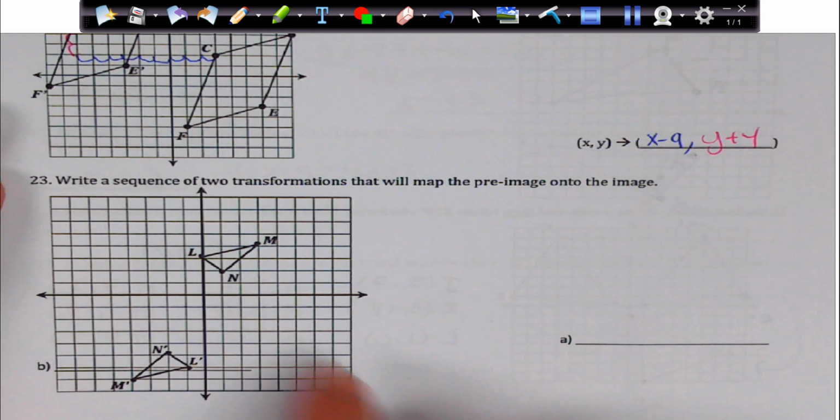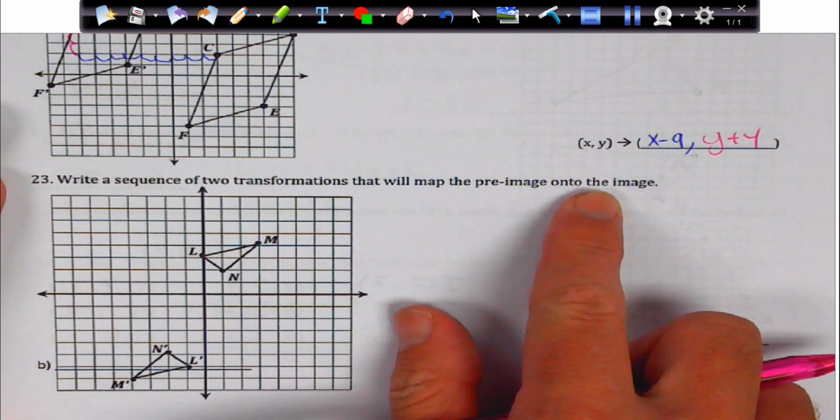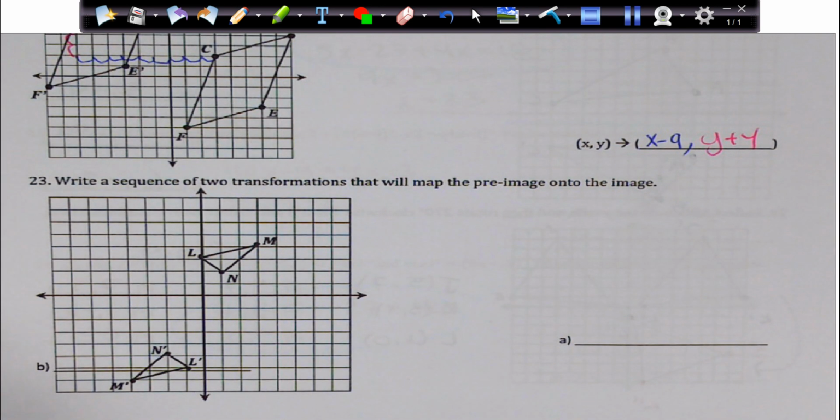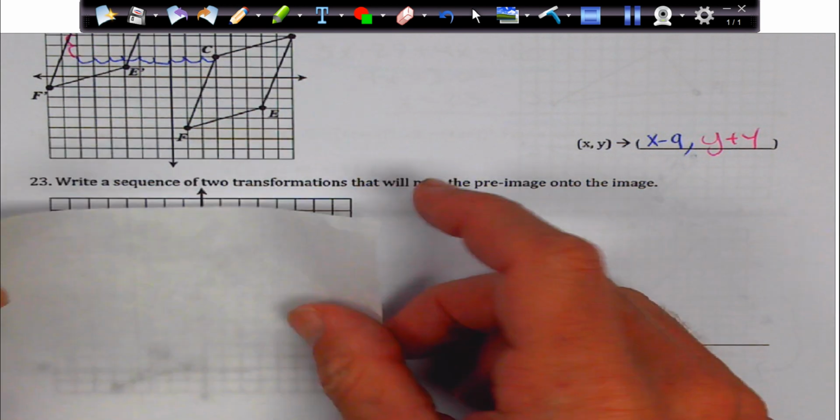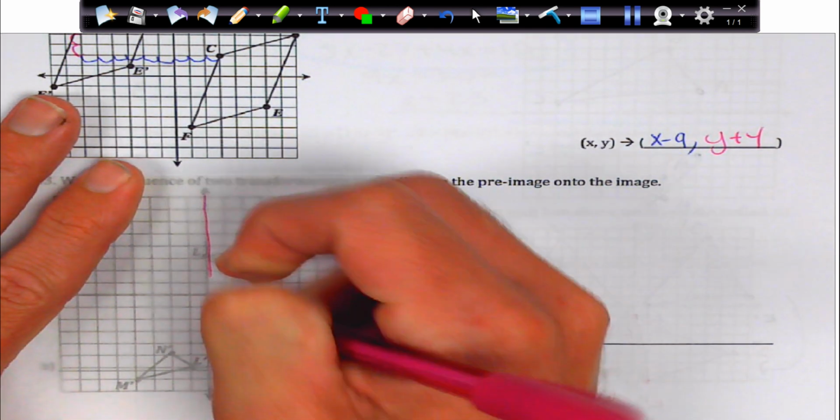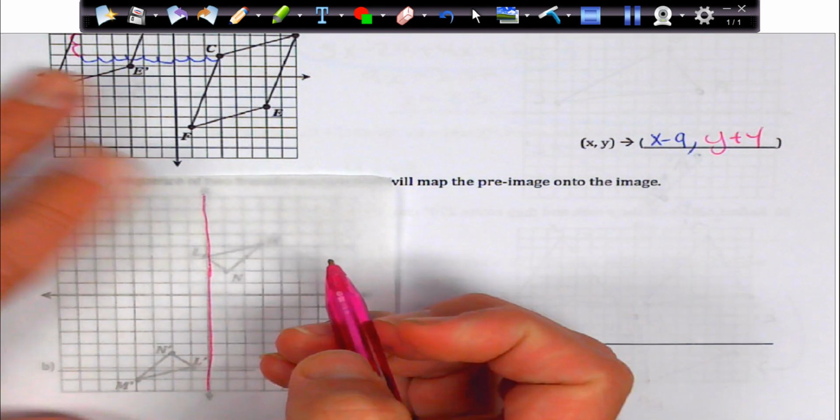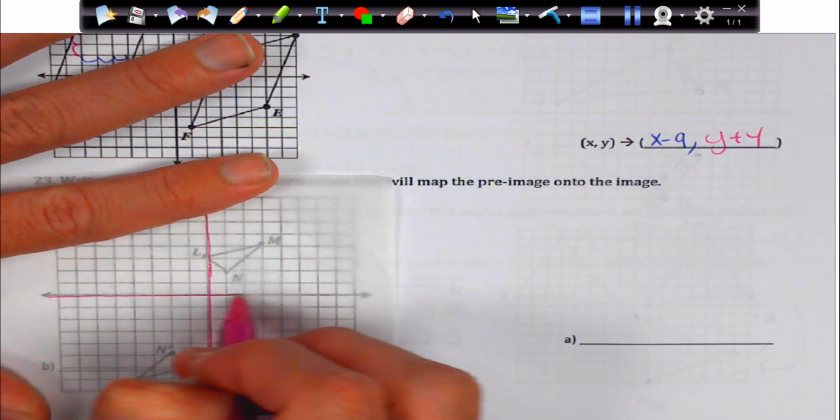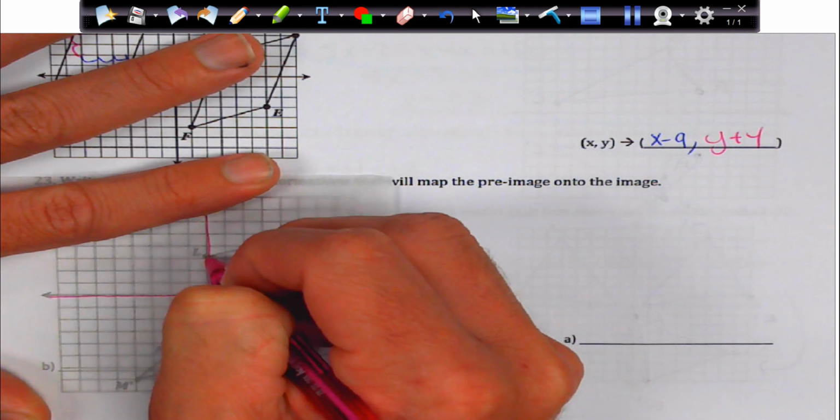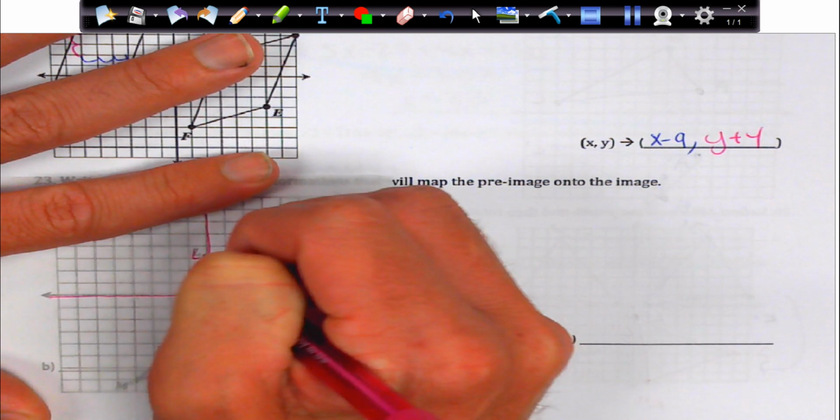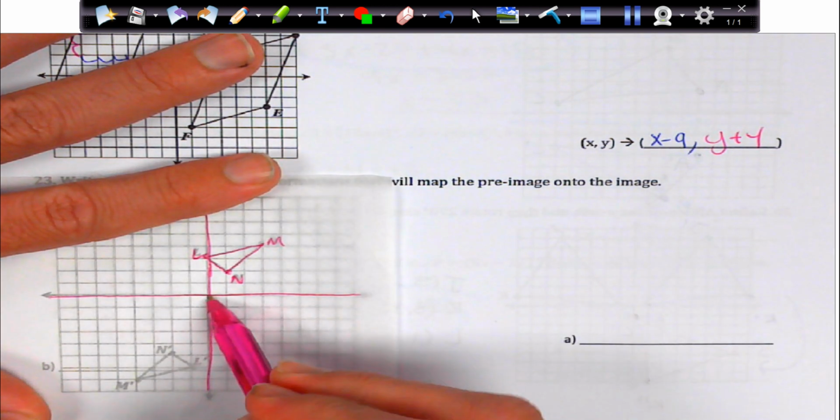All right, this one, write a sequence of two transformations that will map the pre-image, so this guy, onto the image. So we have to do a sequence here. And the first thing is to try and get into the right orientation. So I'm actually going to, again, use my patty paper. This is the easiest way to do these. I'm thinking it's a rotation, not a reflection, because we want to get everything in the right spot. And then I think it's going to be a translation. So I think we're going to rotate, and then we're going to translate. Okay, so let's see if I can do that. Okay, so I want to rotate this so it is at the top.